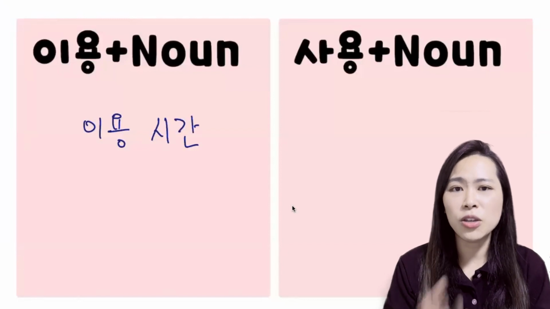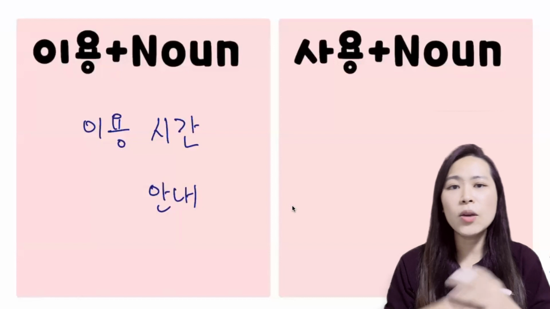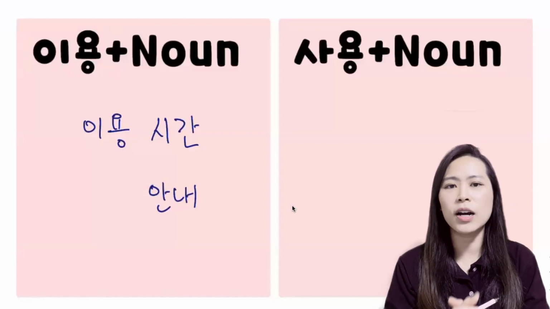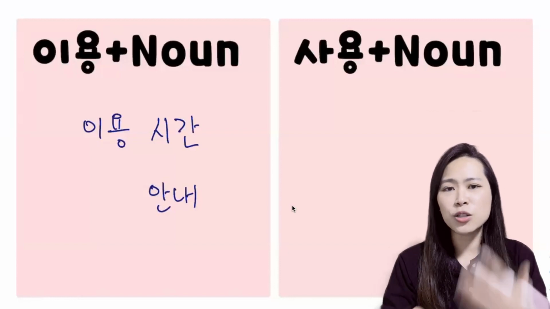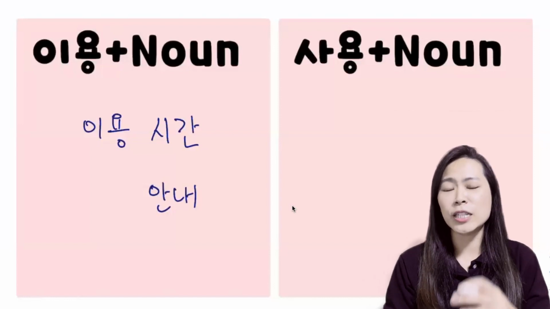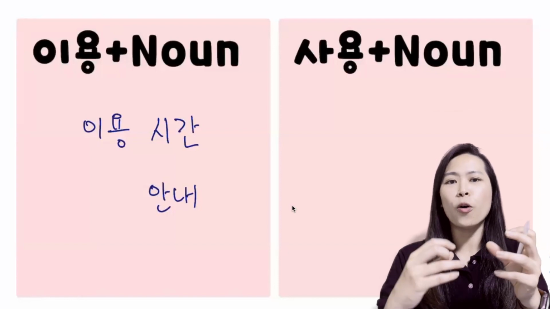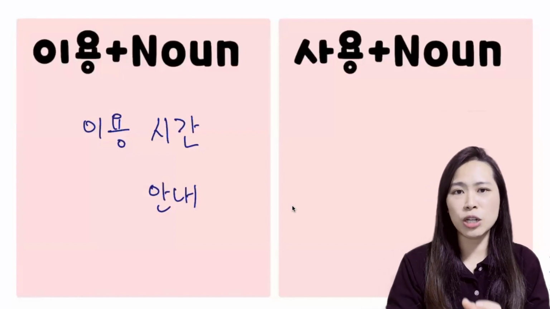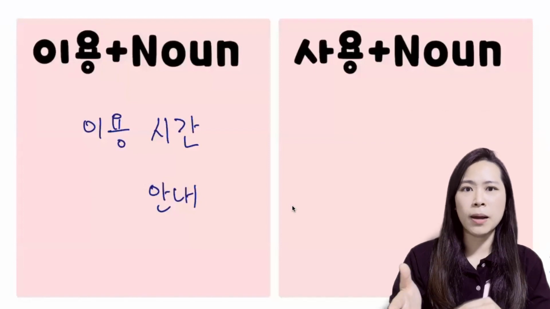For example, from 9 to 6, this is the time when you can use this service. 이용 시간. 이용 안내, it's information, it's instruction. How do you use it? It's the information and instruction for utilizing this service. If you go to the gym, they'll tell you this is what you should do, what you can't do, and so on. 이용 안내.